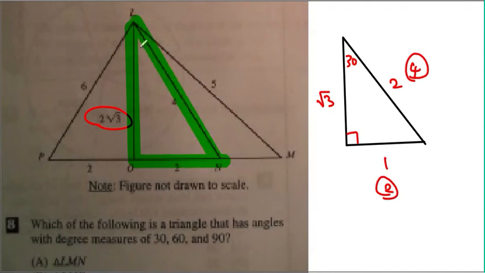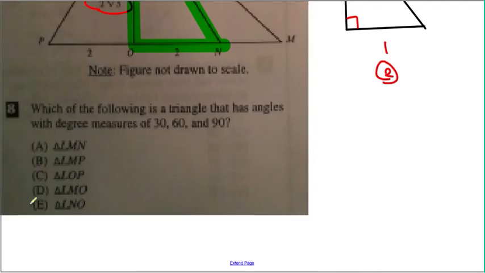That triangle, which is triangle LON, or LNO, which is choice right over here. E becomes our answer.